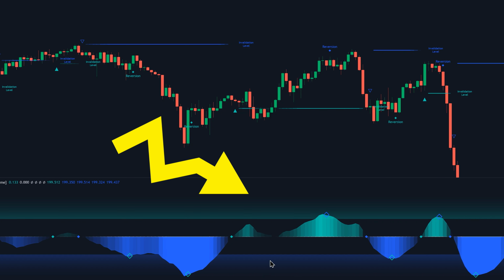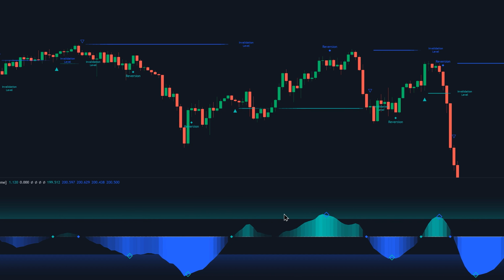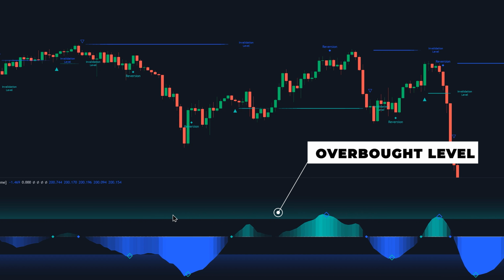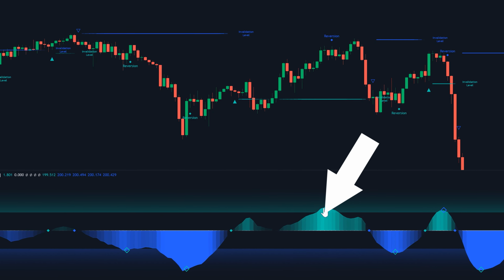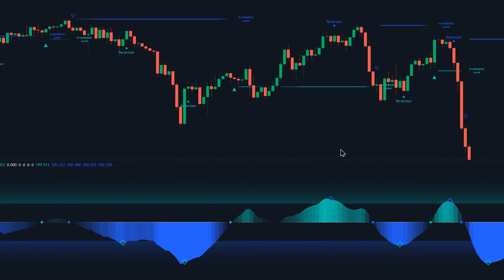Now, at the top of this indicator, we have the overbought level, colored in teal, and at the bottom of it, we have the oversold level, colored in blue. Whenever the oscillator goes into the upper level, that would indicate that the market may be overbought, and vice versa for when it goes under the bottom level.